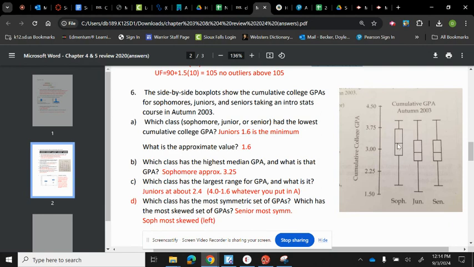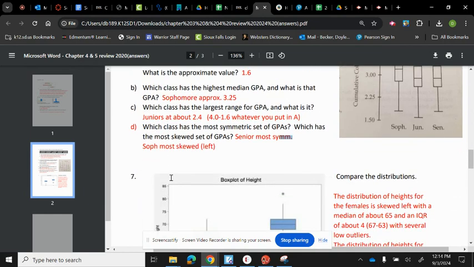Which class is the most symmetric? Most symmetric. Now again, you go from the median down. This one looks skewed to the left. It's longer on the bottom side here, or the left side. This one could be kind of symmetric, but I think it's a little longer here. Overall, I think the most symmetric, probably from median down and median up, is probably seniors. Seniors most symmetric, and sophomores is most skewed. A little argument that, but I do believe that the juniors is definitely skewed left as well.